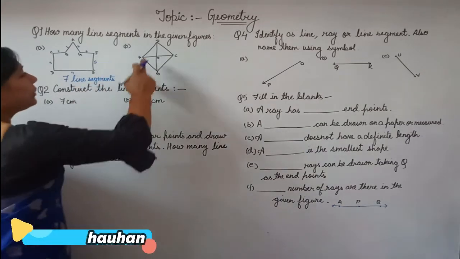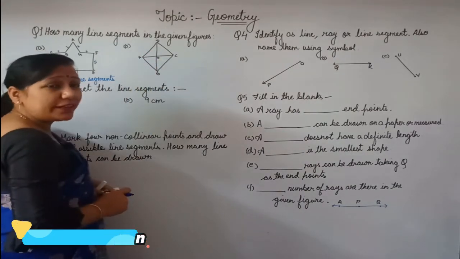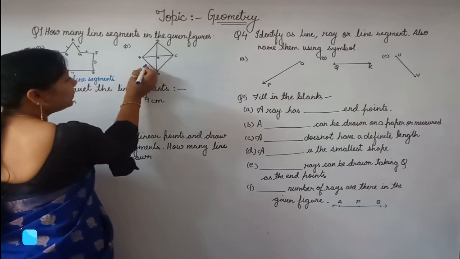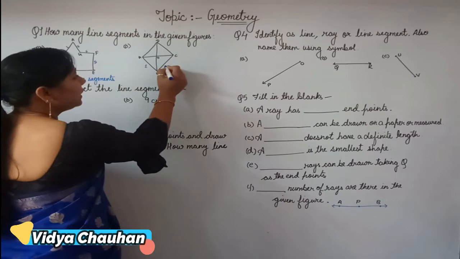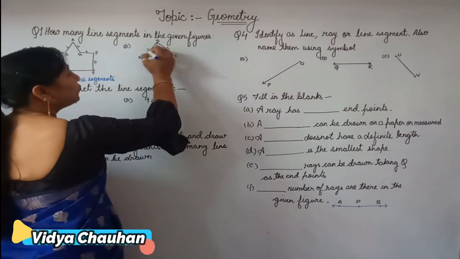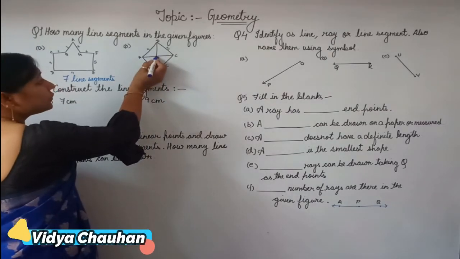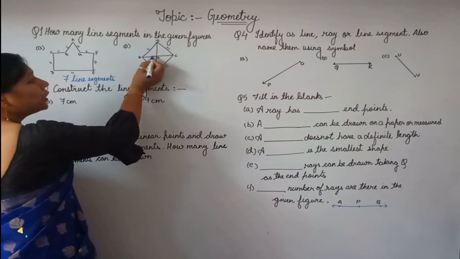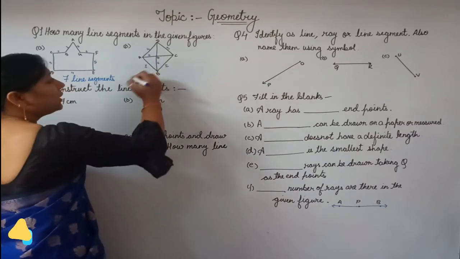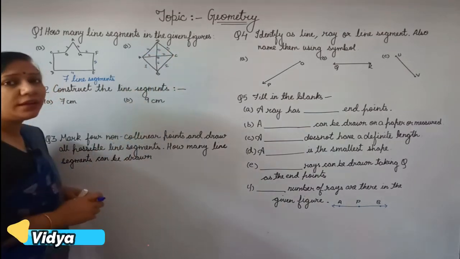Okay students, now coming to the second figure, in which you can see there is a four-sided figure given to you, and let's count the line segments here. A to B, 1. B to C, second. C to D, third. D to A, fourth. So there are 4 line segments outside, but you can see there are a few line segments from this point O also. O to A, number 5. O to B, number 6. O to C, number 7, and O to D is number 8.